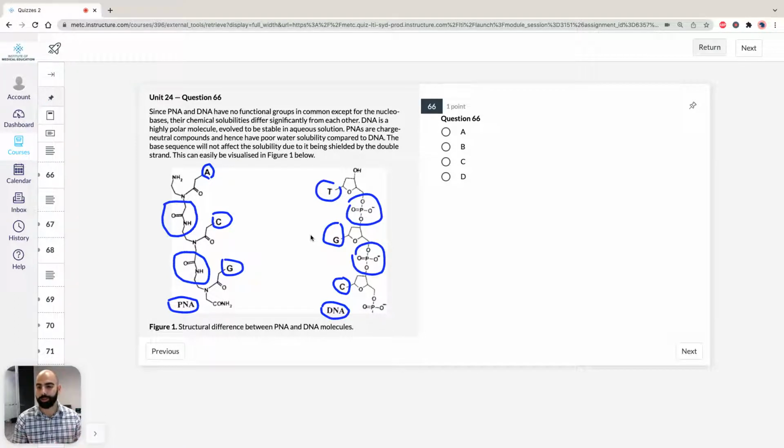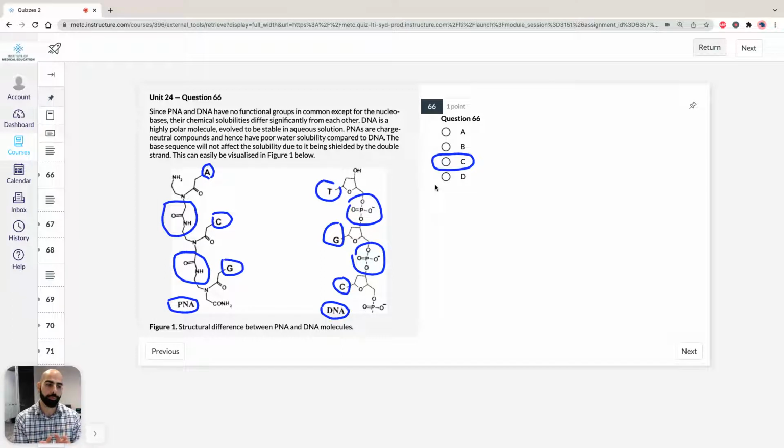For all the biochemists out there who sat this exam, they would have seen this question straight away and said, DNA has a negatively charged phosphate backbone, therefore it's going to be a highly polar molecule, therefore highly soluble in water. If you compare it to PNA, which has a neutral backbone, it's going to be less soluble. So a lot of students would have seen this question and said, okay, for 66, the answer has to be C, just by using some deductive reasoning.